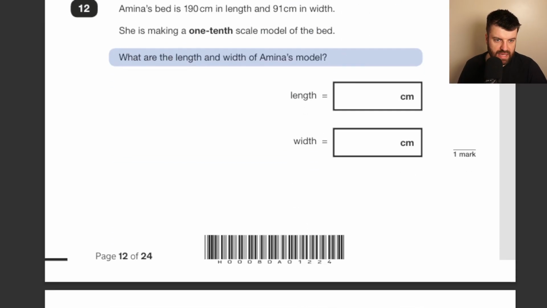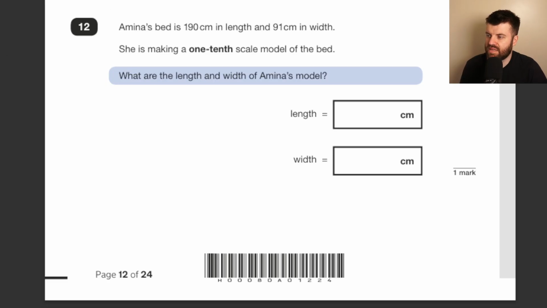Question 12, Amina's bed is 190 centimeters in length and 91 centimeters in width. She's making a 1/10 model. This means if it's a scale model, we simply divide by 10 because 1/10 is 10 times smaller. If something was 1 meter long, the scale model would be 10 centimeters. We have to divide by 10.